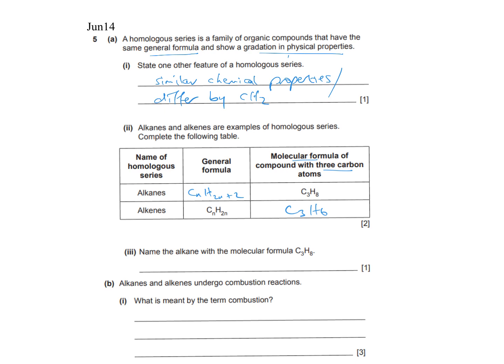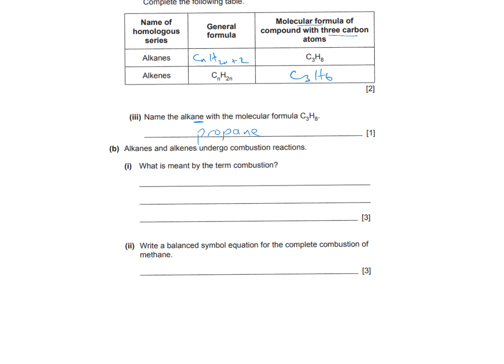Well, it's going to be based on prop. That means 3. And because it's an alkane, it's going to end in ANE. So it's propane. What is meant by the term combustion? Again, a definition you need to learn. So this is when a fuel reacts with oxygen, forming oxides and releasing heat.